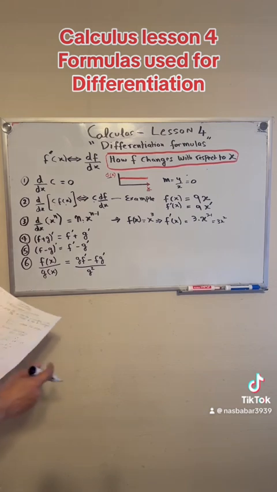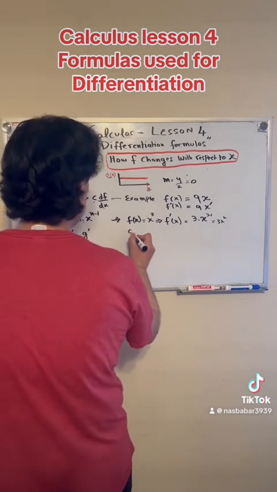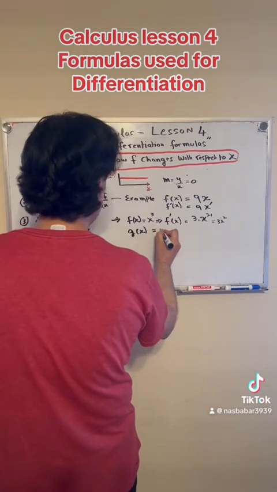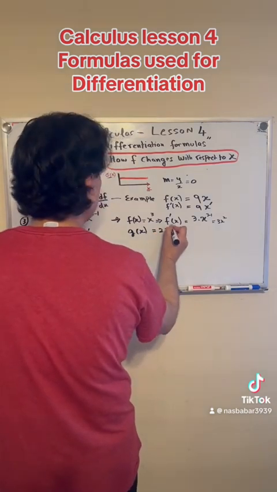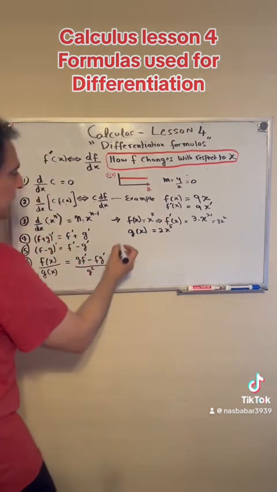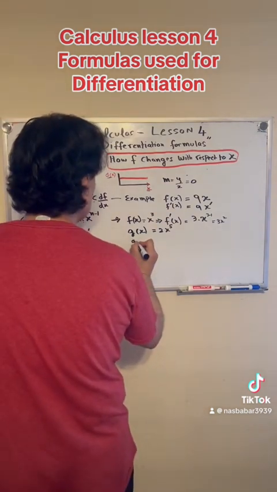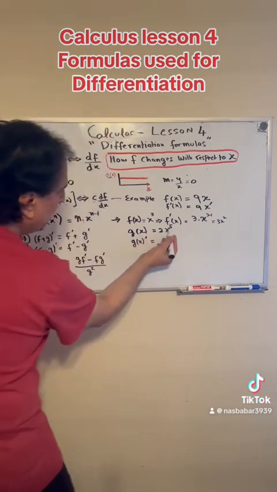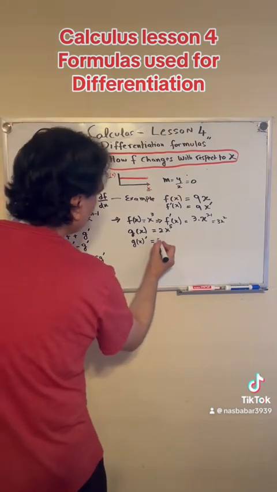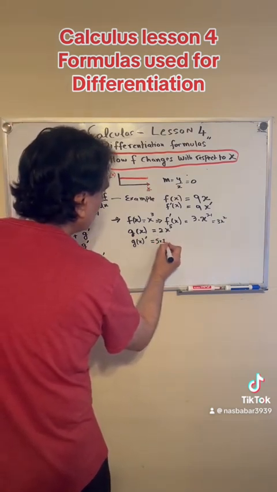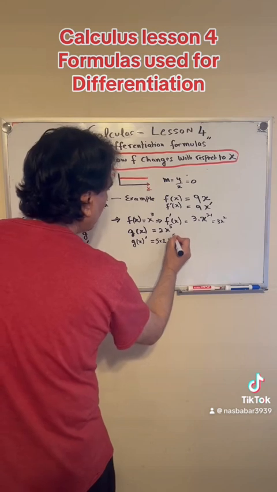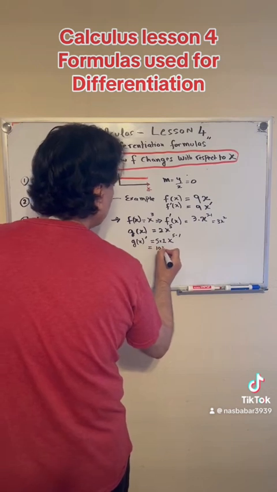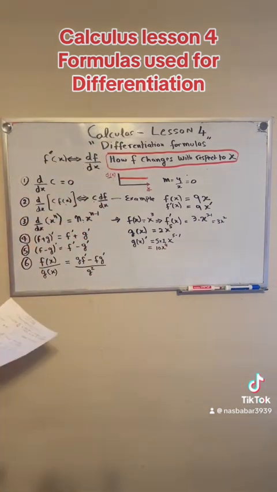Let me give you an example of this. Let's say you have g(x) is equal to 2x raised to the power 5. And you've been asked to take the derivative of g(x). So how would you do that? Same thing. Bring this 5 right here. So it's going to be 5 times 2 times x raised to the power 5 minus 1, applying this formula. So then the answer would be 10x to the 4.